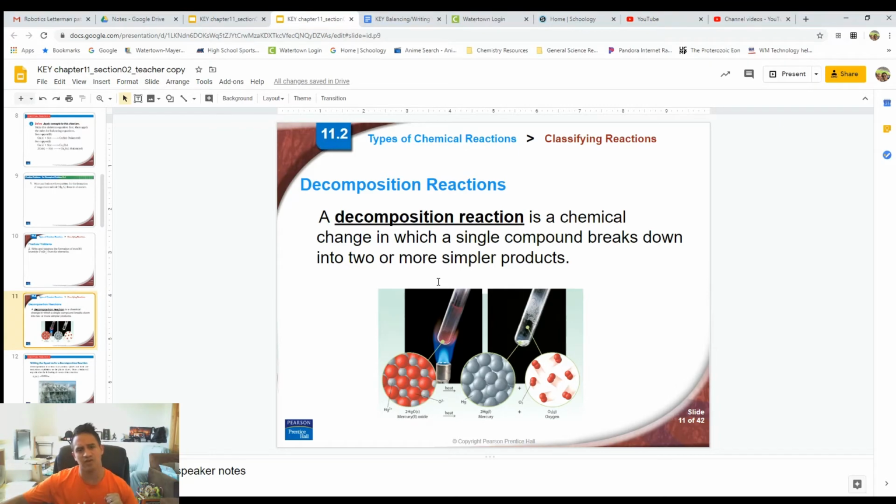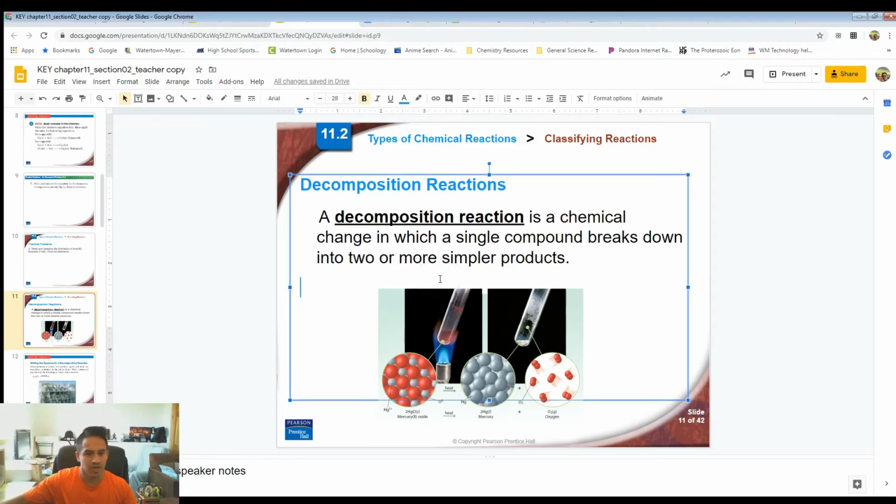Next reaction type we have is decomposition. So in a decomposition reaction, you have one material and it's breaking down to make 2 or more different materials. Okay, so this could be, usually it's a compound breaking down, and it could be breaking down into the 2 elements that make it, or it could be a compound breaking down into just 2 simpler compounds.